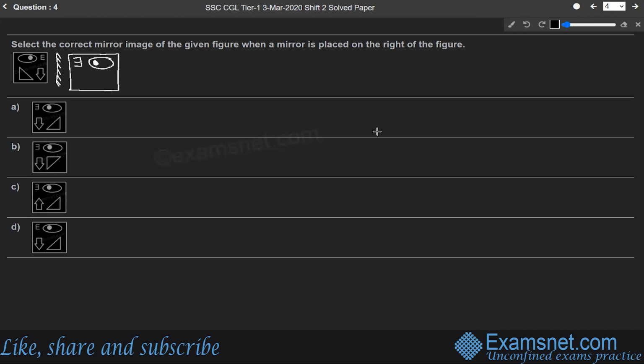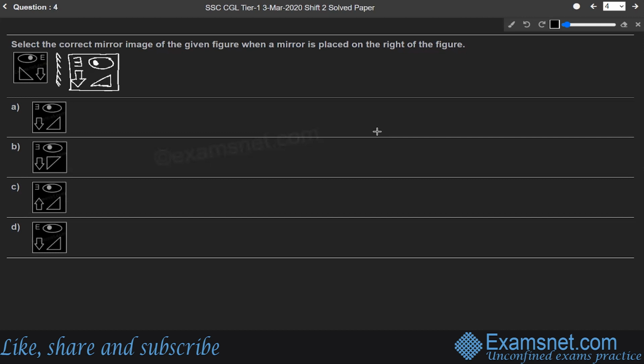Then there is an arrow. Now imagine when we will place this arrow in front of a mirror, then it will look exactly same. Okay. And the direction will be this, which is downside of E. So here there will be this arrow, and behind arrow there is a right angle triangle. So right angle triangle will be present here. Okay. But the direction of the right angle triangle will be changed. So it will look somehow this. So this is the correct mirror image of this given figure.